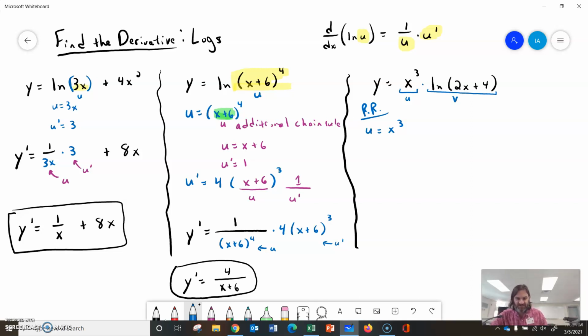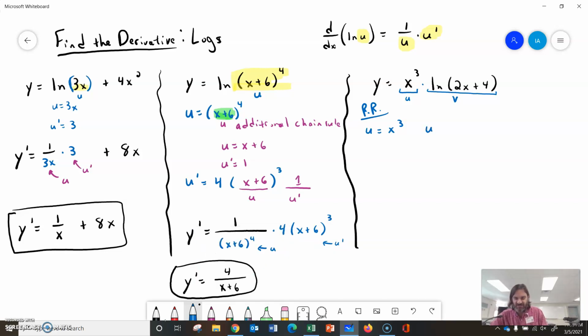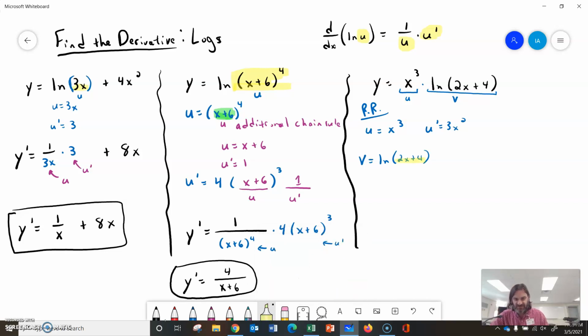So let's see here. If we take the u of x cubed, u prime will be 3x squared. So I'm building a product rule. Now the v is the natural log of 2x plus 4. And I have another chain rule. And inside that chain is 2x plus 4. So that u is 2x plus 4. And the u prime is 2.